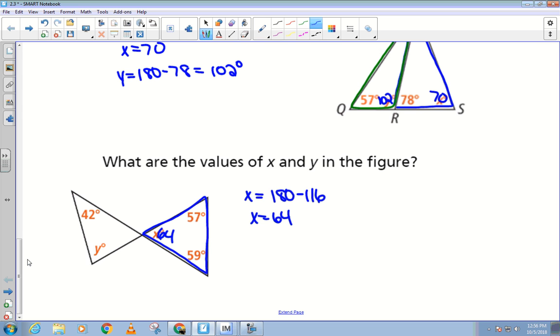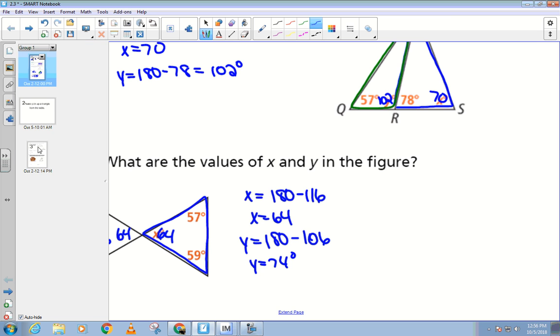All right. Now, what are we going to have to do to find y? I've got to first of all move my vertical angle over, so that's 64. And then we're going to do the triangle angle sum theorem again, right? So we're going to do 180 minus 106, which would be 74. All right, so pretty easy, right?